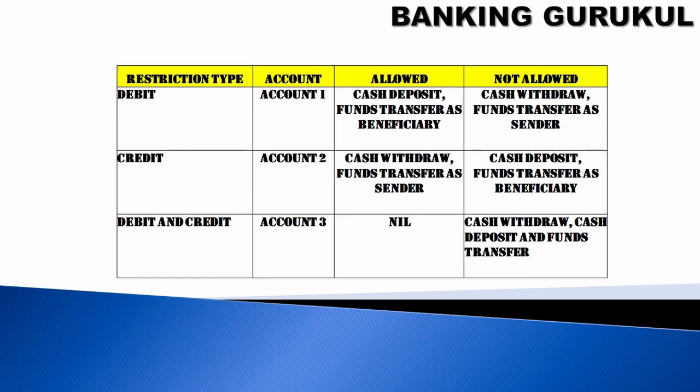Third is a debit and credit restriction on account number 3. Allowed is nil. You can't do any transaction. Cash withdrawal you can't do, cash deposit and fund transfer, whether you are a sender or beneficiary. You can't receive any fund transfer.